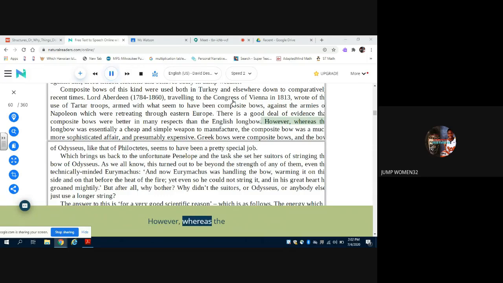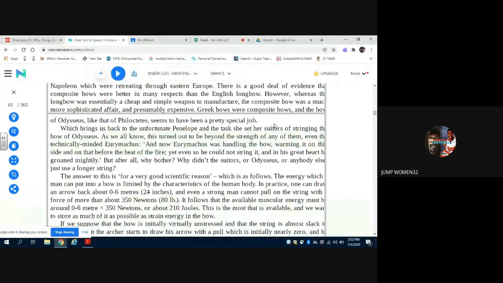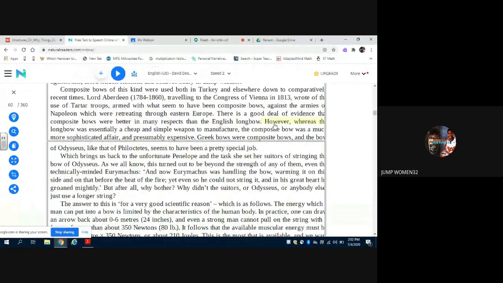However, whereas the English longbow was essentially a cheap and simple weapon to manufacture, the composite bow was a much more sophisticated affair, and presumably expensive. Greek bows were composite bows. And the bow of Odysseus, like that of Philoctetes, seems to have been a pretty special job.